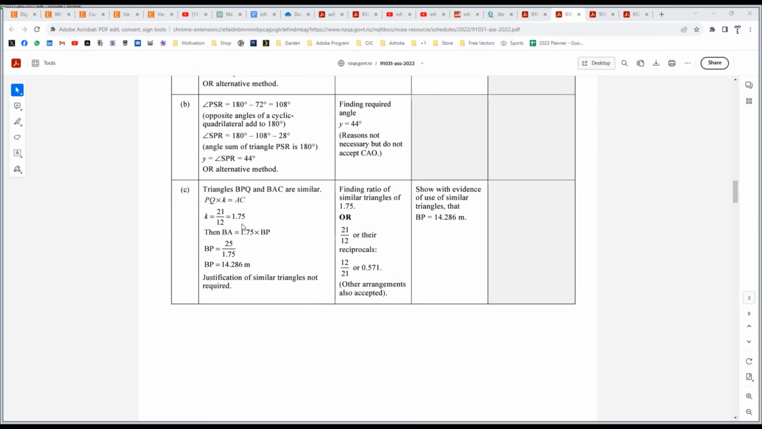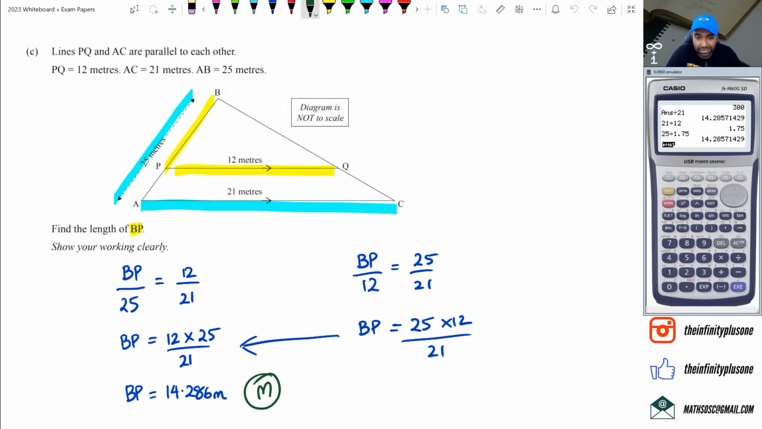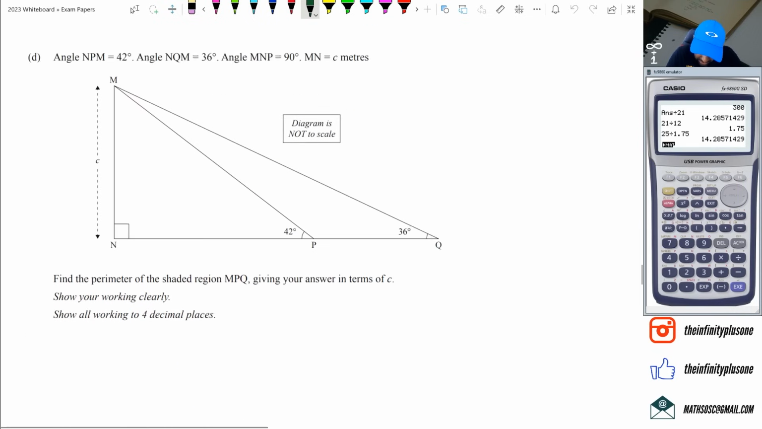I'll show you guys what the answer schedule says. As you can see, they do this little scale factor and then do an extra bit to it. But with similar triangles, you can pretty much do what I've done here and just be done with it. Cool. So next question.